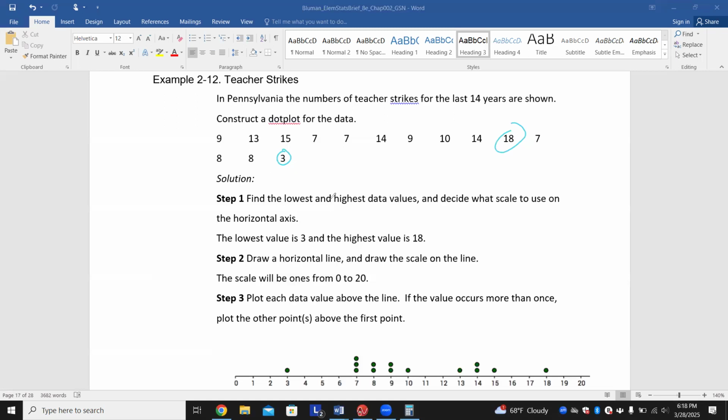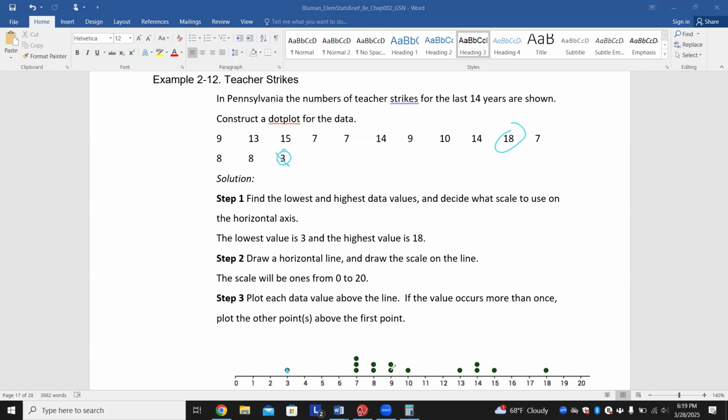So I tell you what, since 3 and 18, we'll just go by ones and just start at 0 all the way to 20. In reality, you could have probably started at 3 and gone to 18, but they did add the zeros to 20 as well. And then from there, we just plot it. So I have a 3. So you would put a dot at 3, cross it out.